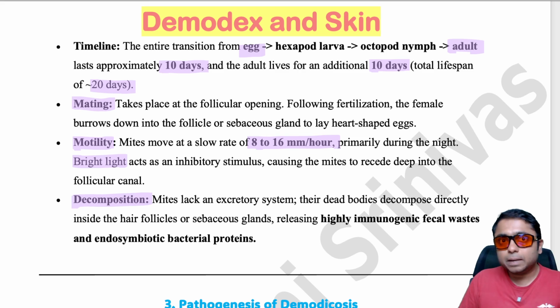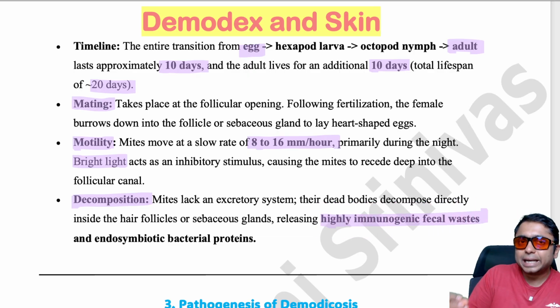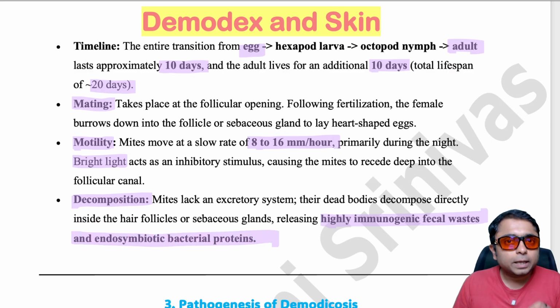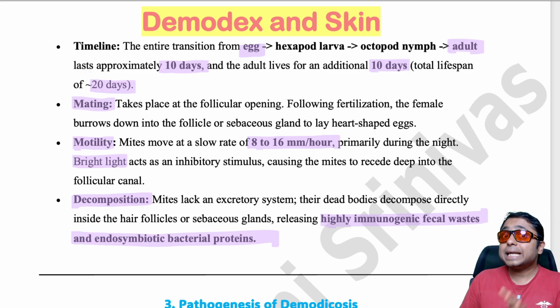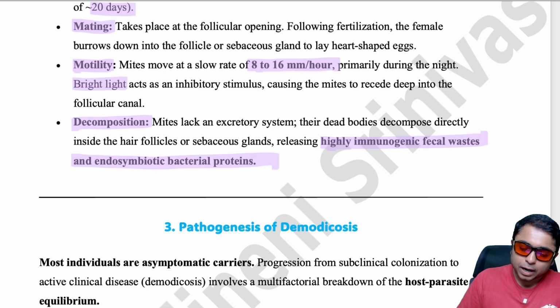And next is decomposition. Like I have told you, the birth and the death all occur in the pilosebaceous unit. So it is going to degrade in the pilosebaceous unit, and ultimately it is going to release highly immunological fecal waste and also endosymbiotic bacterial proteins. So this endosymbiotic bacteria, what is the name of that? If you know that, put it in the comment section. I will tell you in the upcoming part of this video itself.